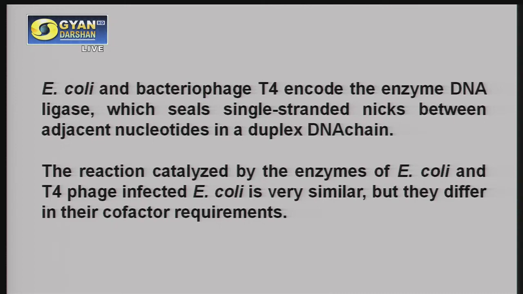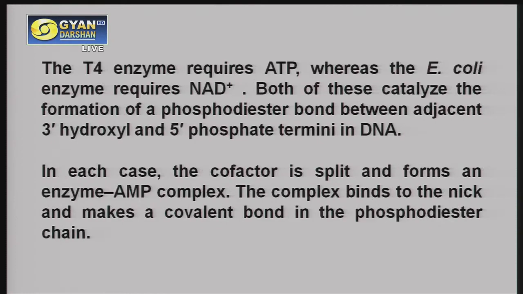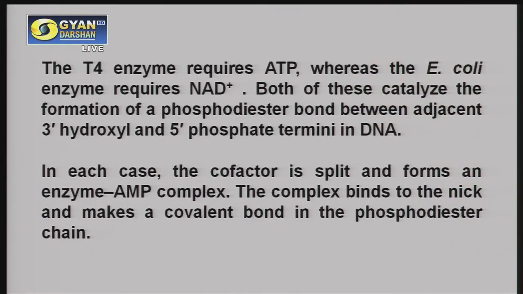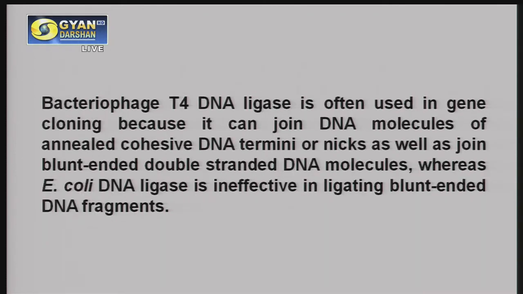The reaction catalyzed by the enzymes of E. coli and T4 is very similar, but they differ in their cofactor requirements. The T4 enzyme requires ATP. The E. coli enzyme requires NAD+. So the basic mechanism of action is the same for both, but they differ in their cofactor requirement. Both of them catalyze the formation of phosphodiester bond between the 5' phosphate and the 3' hydroxyl group. In each case, the cofactor is split and forms an enzyme-AMP complex. The complex binds to the nick and makes a covalent bond in the phosphodiester chain.